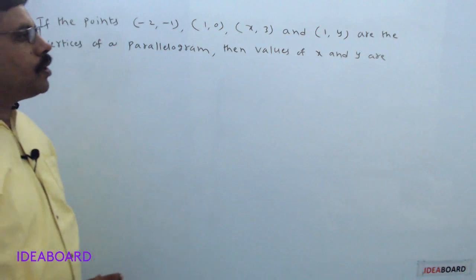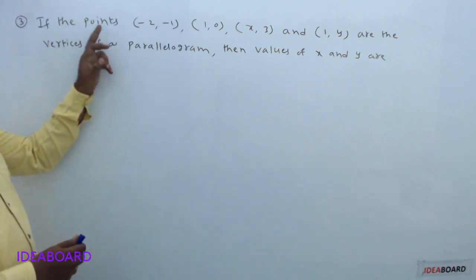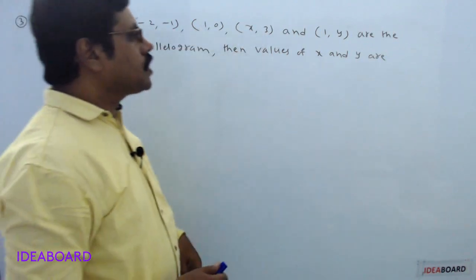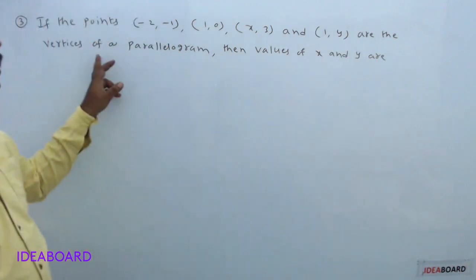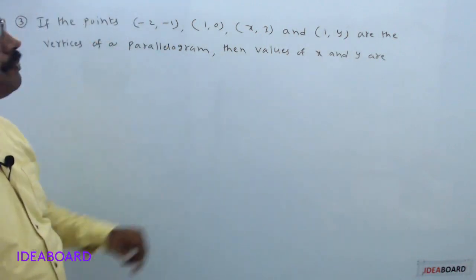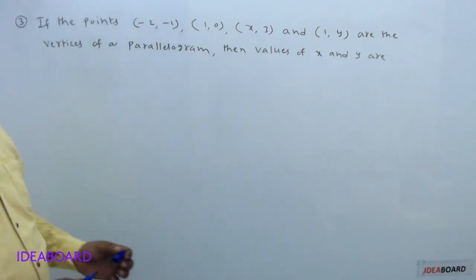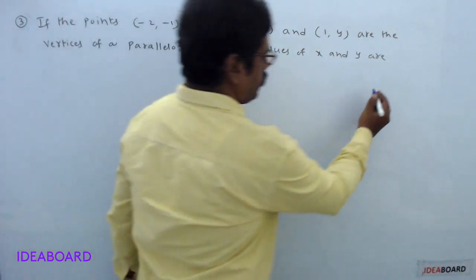Now come to the third problem. What is the given data? If the points (minus 2, minus 1), (1, 0), (x, 3) and (1, y) are the vertices of a parallelogram, then the values of x and y are required. Now first draw a parallelogram diagram.